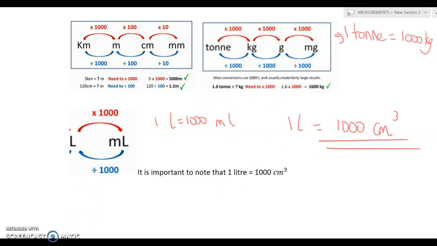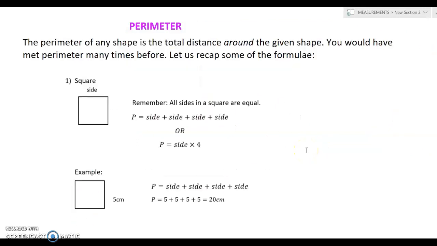So let's continue on. Now we're going on to perimeter. Perimeter is something you all are very, very familiar with. So perimeter of any shape is the total distance around the shape. The word around is very important. So the perimeter is the total distance around any given shape.